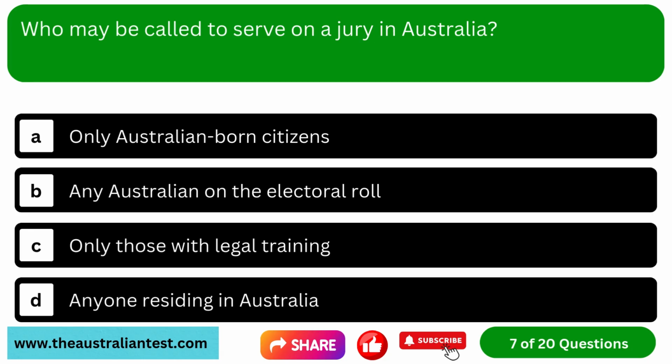Question 7. Who may be called to serve on a jury in Australia? Option A. Only Australian-born citizens. Option B. Any Australian on the electoral roll. Option C. Only those with legal training. Option D. Anyone residing in Australia.